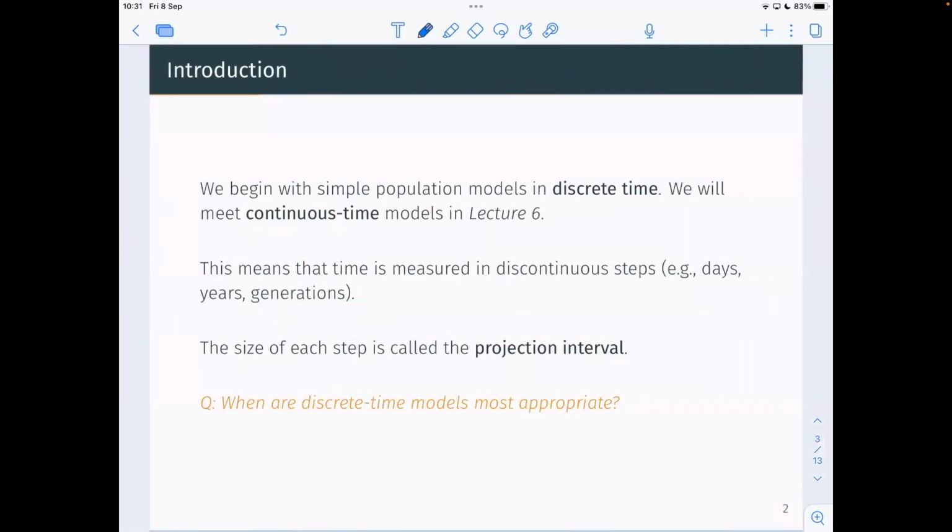So what do I mean when I say discrete time? Well, usually we think about time as being something that's continuous, right? There's no discretization in time. You don't jump between intervals. But when we model populations, we don't necessarily have to do things continuously. We're going to move on to continuous models for most of the course, but we'll be starting off in discrete time.